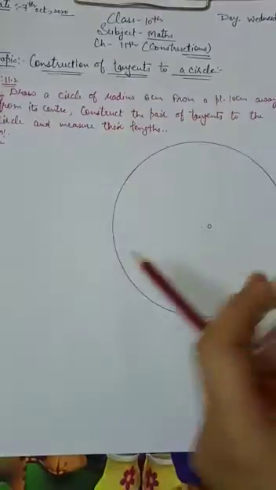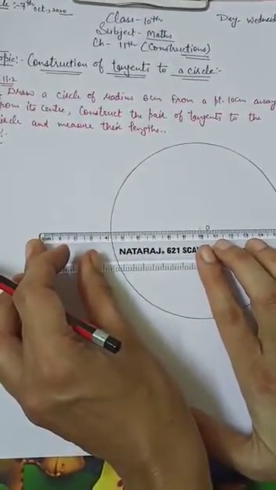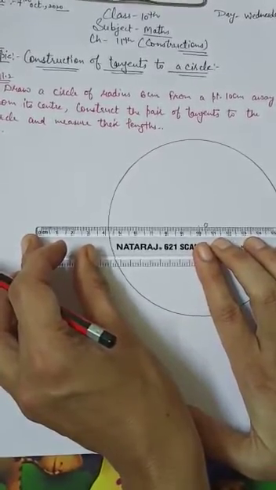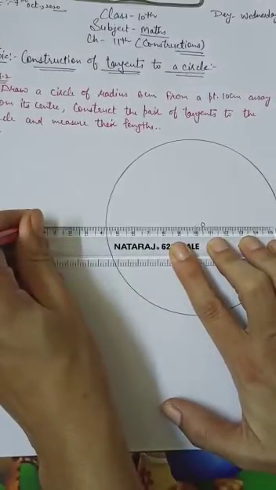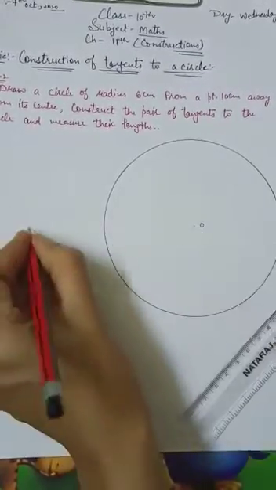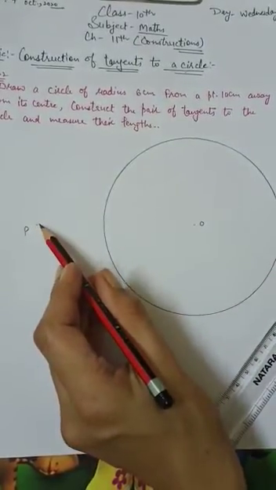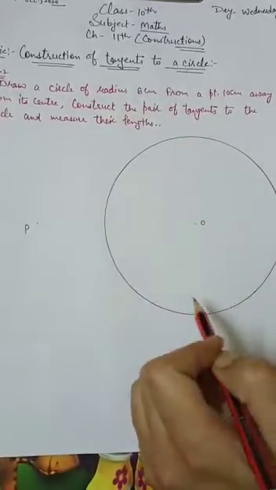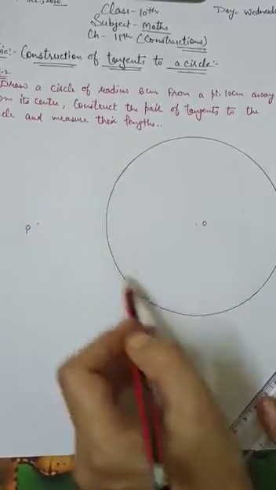So this implies we have to take another point which is 10 centimeters away from the center. Here this one is 10 centimeters. Let that point be an exterior point, named P. Then from the point P we will draw the two tangents PQ and PR to the given circle.